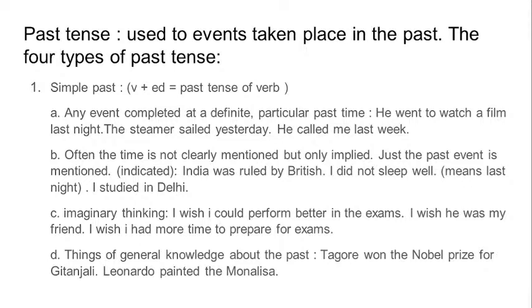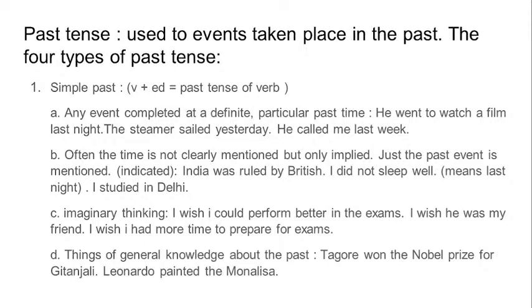In all these kinds of sentences we use the past tense. We usually talk about them in the past tense. If I could do, agar kar sakti. Okay. Things of general knowledge about the past.